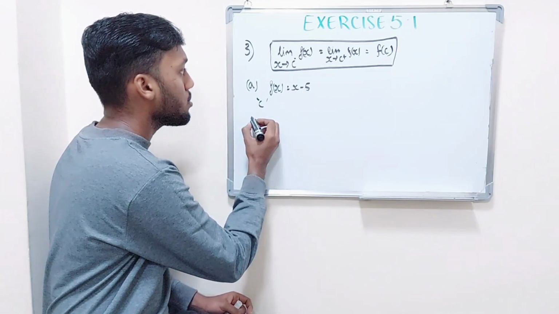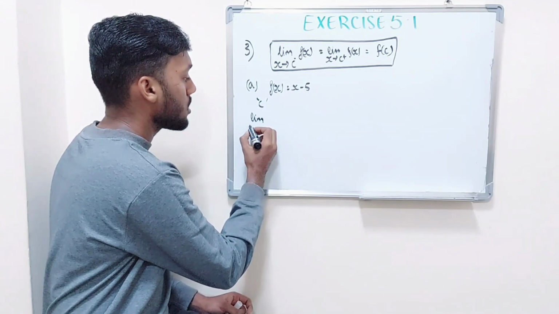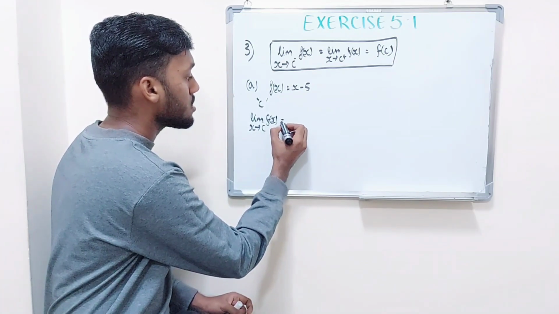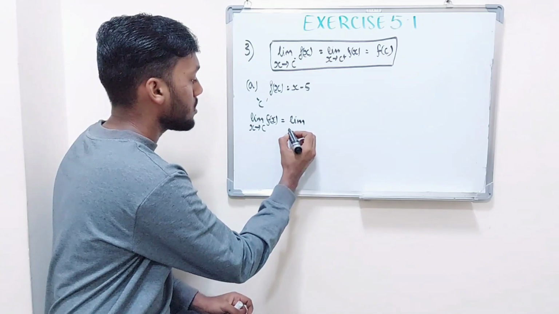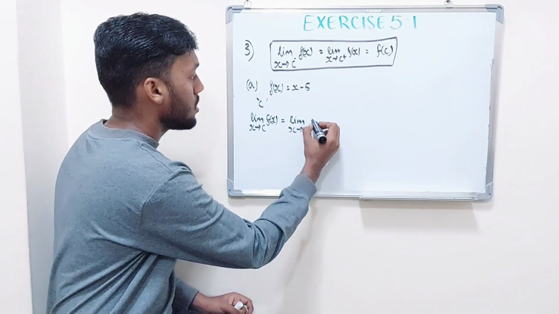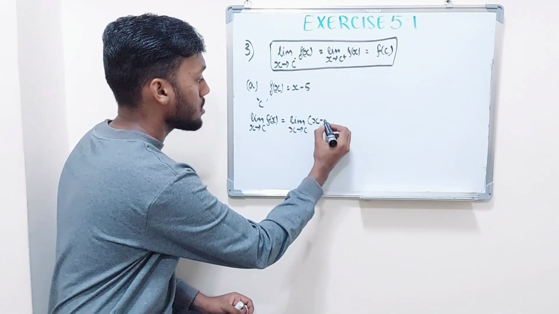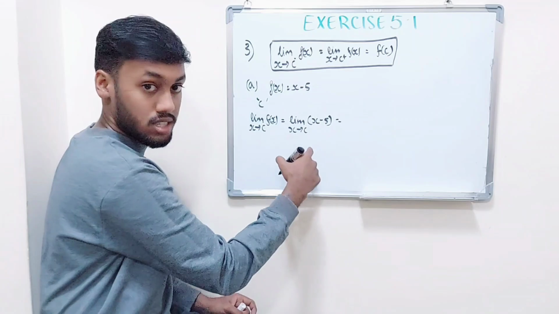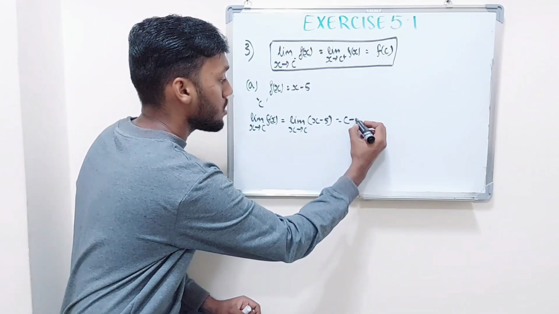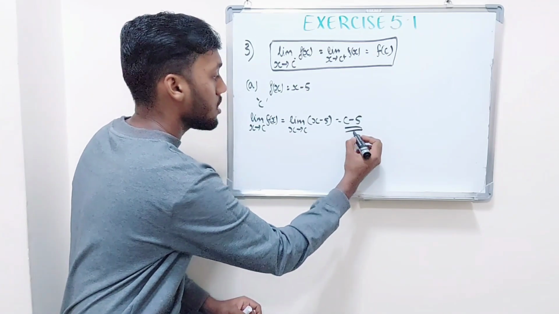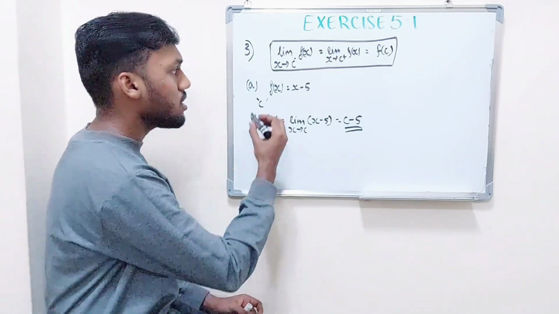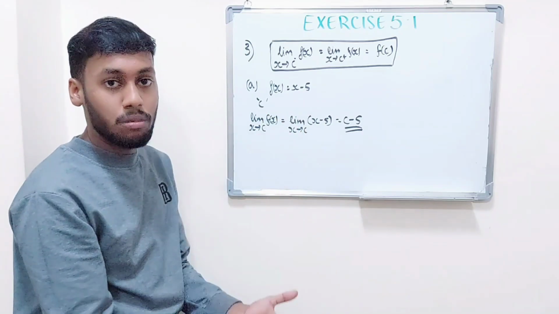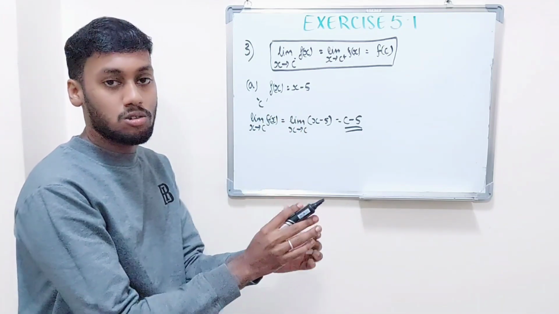So how do we write limit x tends to c f of x? We'll just write x tends to c and f of x is this function x minus 5, and we'll replace x here with c. So that's how we use the limit operator. So we'll get c minus 5. Here we are not taking left hand limit and right hand limit because this function is a polynomial function, so it is continuous and constant.